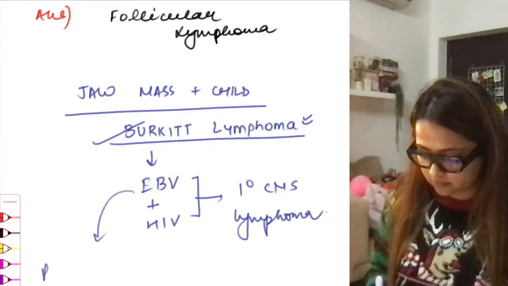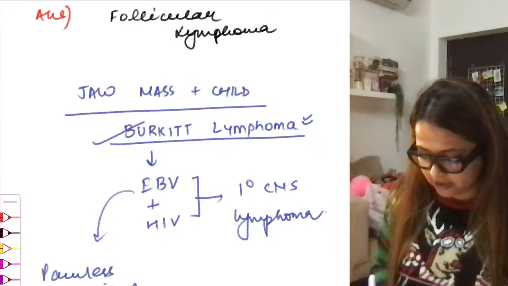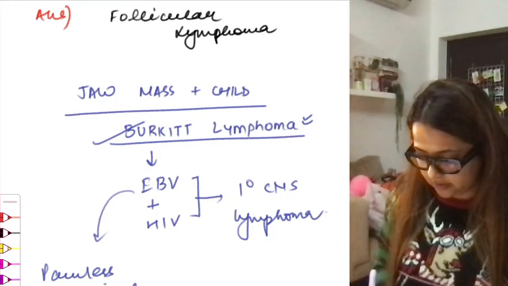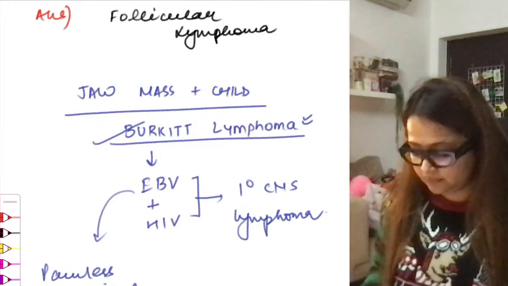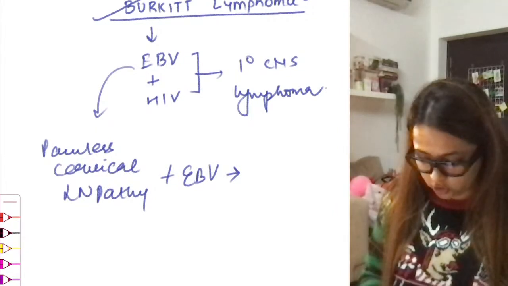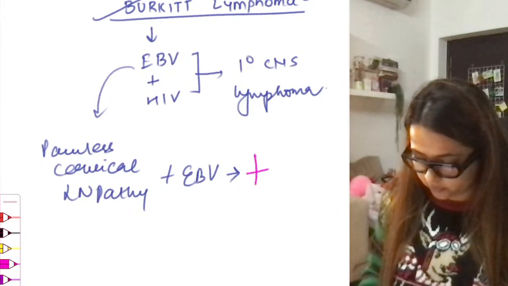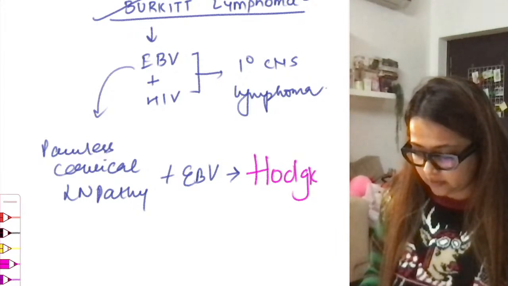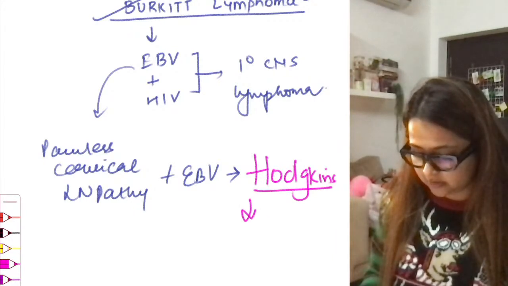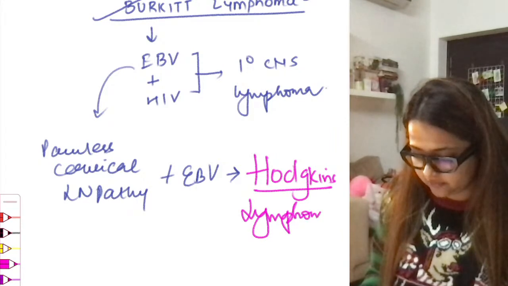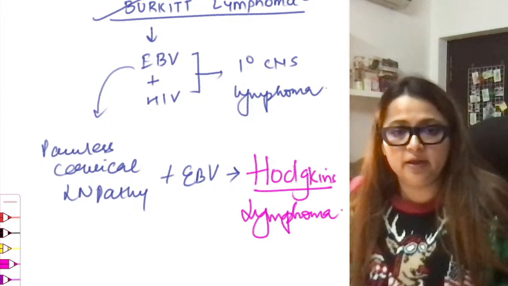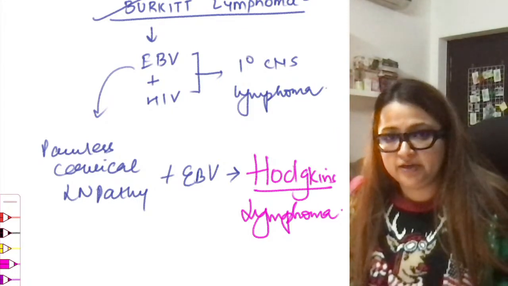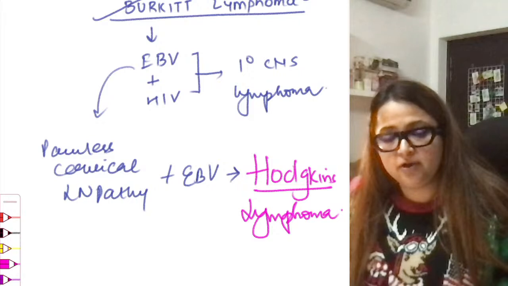One more thing, painless cervical lymphadenopathy in a child. Painless cervical lymphadenopathy in a child plus EBV association. This is Hodgkin lymphoma. So see, you should always remember the cancers that are associated with EBV infection. They are very, very important. In one of the lectures here on YouTube, I have taught you the infective etiology associated with the different types of cancers.